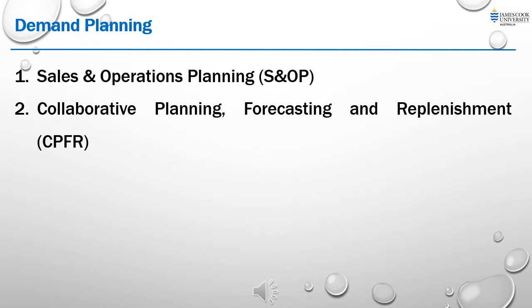Demand planning is a process that involves estimating future demand for a product or service and developing a strategy to meet the demand. It is a critical component of supply chain management, and it helps businesses ensure that they have the right amount of inventory, staff, and other resources to meet the customer demand. There are many methods out there, but in this session, we're looking into the two main important ones: sales and operation planning, very famously known as S&OP, and also collaborative planning, forecasting, and replenishment, which is CPFR.